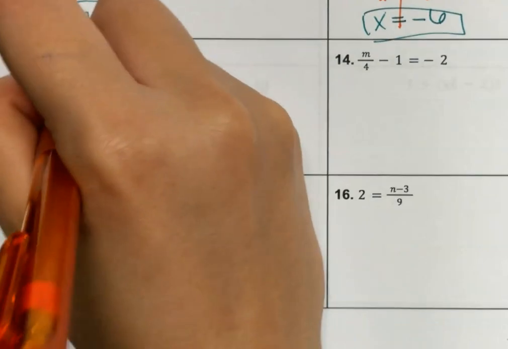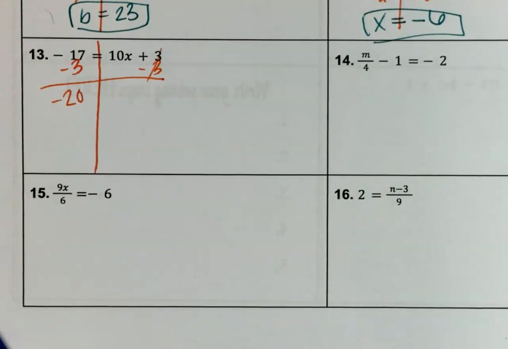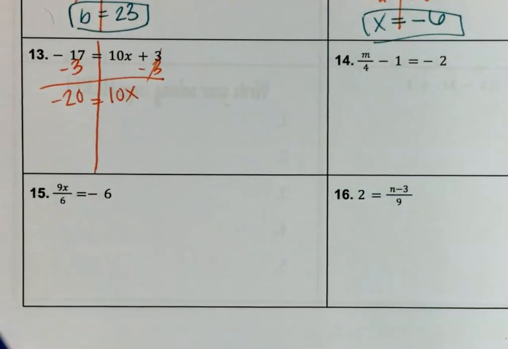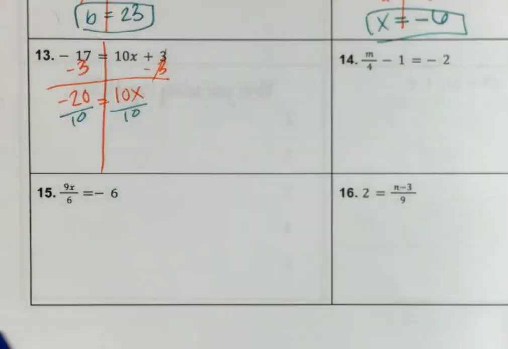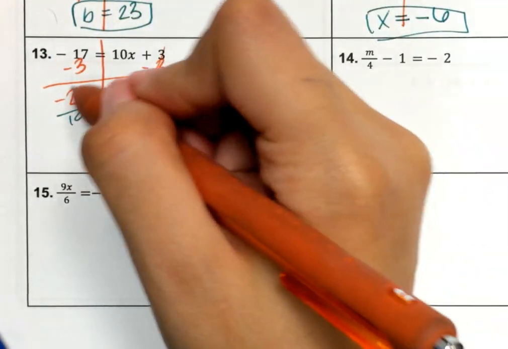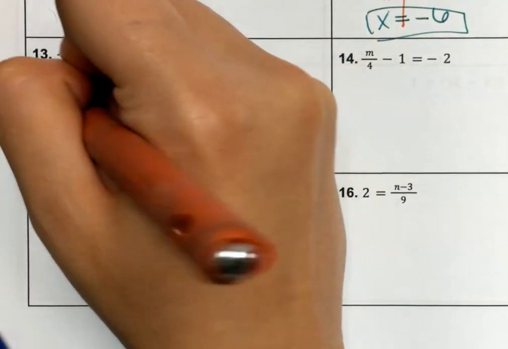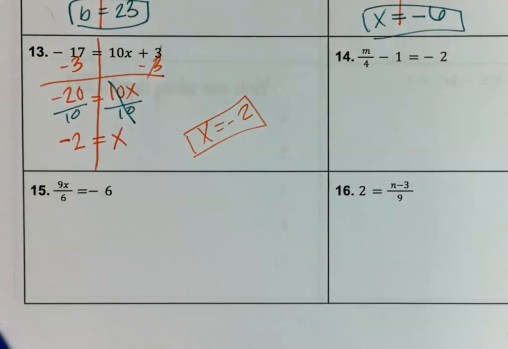Negative 17 minus 3, be careful, is negative 20 because it gets more negative by 3. Then I can bring down my 10x. So I have negative 20 equals 10x. 10x is 10 times x, so the inverse is divide by 10. So I will do that to both sides. Now x is by itself, and I just have to do negative 20 divided by 10. I know 20 divided by 10 is 2. Negative and positive is negative. So x equals negative 2.